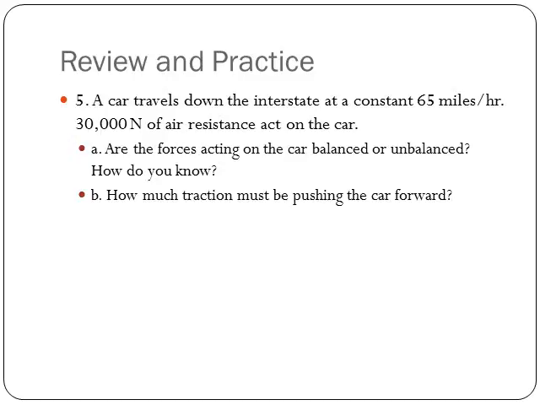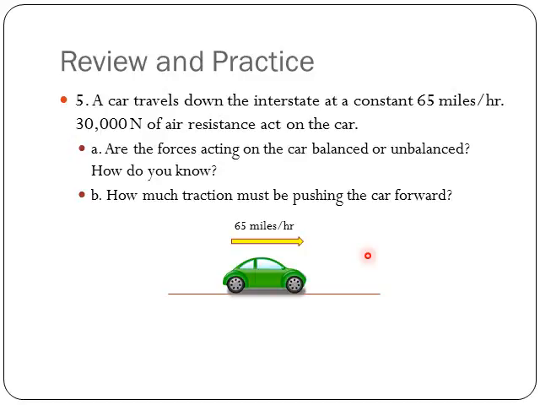Now I would recommend that you try to draw some sort of diagram just like you've seen on all of the previous problems. Alright, so you've had a chance to work this and you've tried to draw a diagram hopefully. Here's a diagram that I might draw. So here's our car, and notice here in this case the car looks like it's pointed towards the right. So we'll say that the 65 miles per hour that we're told the car is traveling down the interstate at constant 65 miles per hour, that would be to the right, and we're told that 30,000 newtons of air resistance act on the car. Well, if the car is traveling to the right, the air resistance would be pushing against it, so that 30,000 newtons of air resistance would be going left.